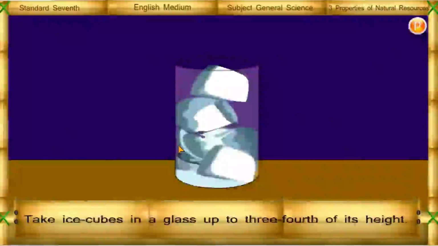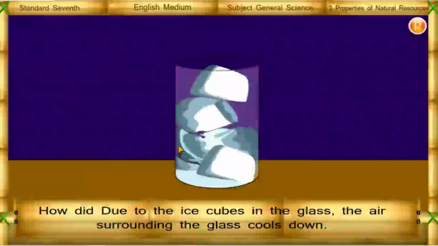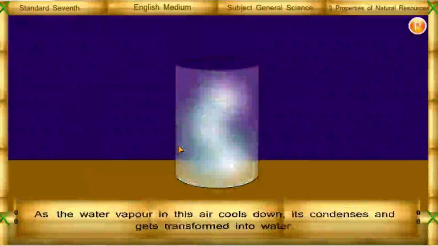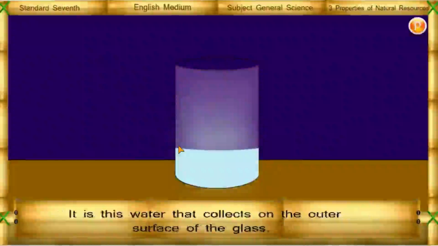Try this. Take ice cubes in a glass up to 3/4 of its height. Now observe what happens. Due to the ice cubes in the glass, the air surrounding the glass cools down. As the water vapor in this air cools down, it condenses and gets transformed into water. It is this water that collects on the outer surface of the glass.